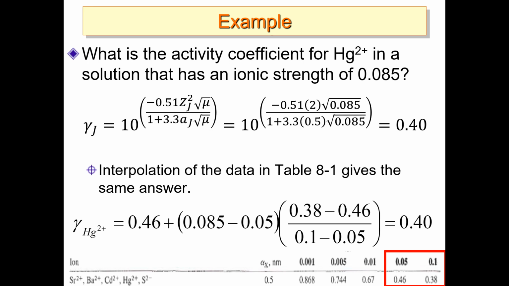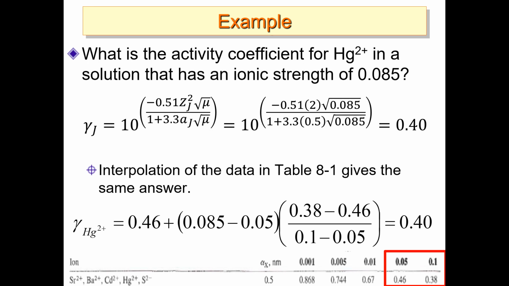And then we have the distance from that point. So we want to go that distance between these 2 points. So we want 0.085 minus 0.05. So that's this distance here. And then this is the slope. This is the 0.38 minus the 0.46 divided by the 0.1 minus 0.05. So that is a slope term. This is the x value, and that's b. So we just take this x part, which is the distance from 0.05 to 0.085, and then we calculate and we get 0.4. Yes, same number.